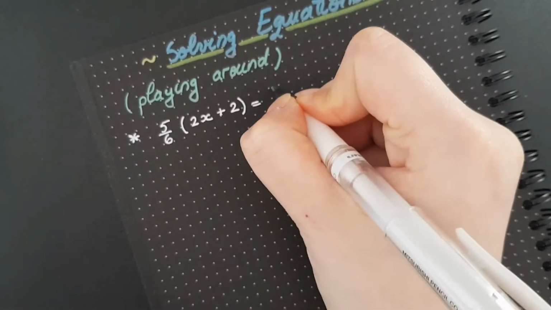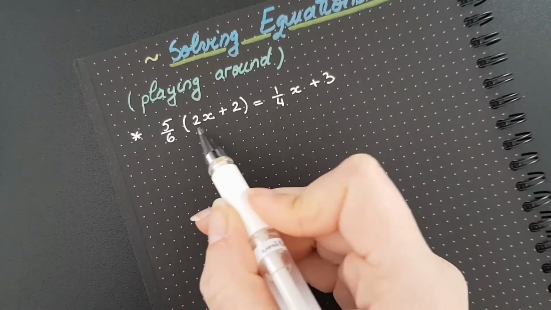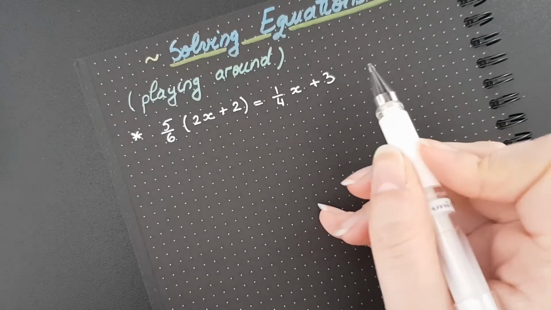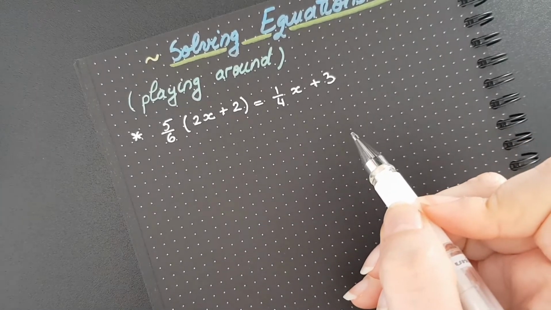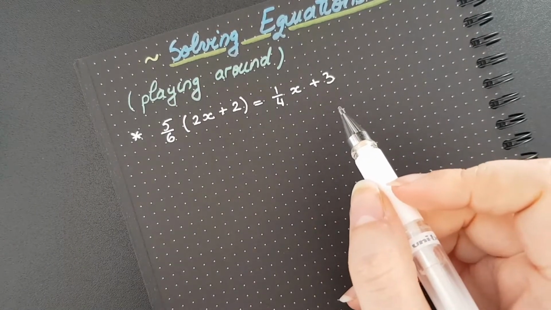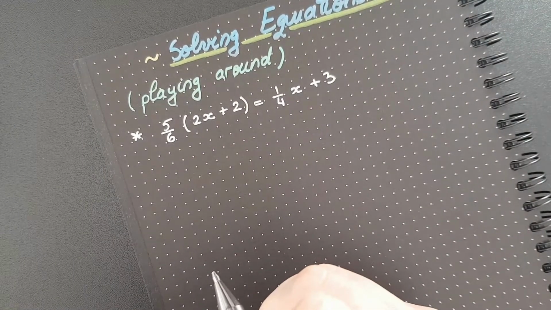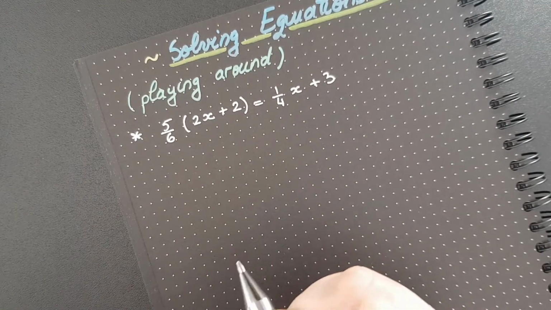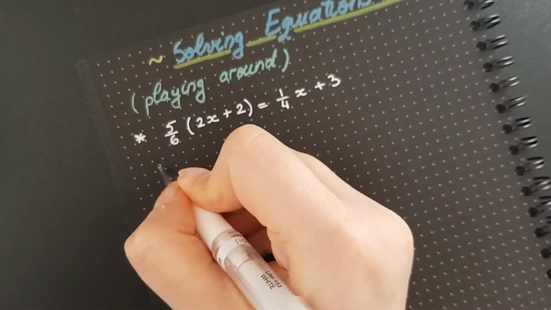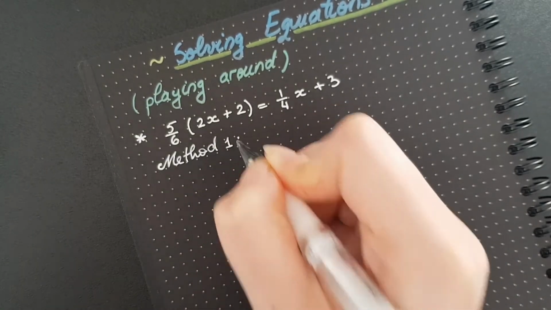So I've got this equation I'm writing right now. I've got 5 over 6 brackets 2x plus 2 equals 1 over 4x plus 3. I can do so many things with this one already from the start. I'm overly excited. So I think I want to call them method 1 and 2, or maybe 3, who knows, I can just play with it for as long as I want to. So I'm gonna go method 1.